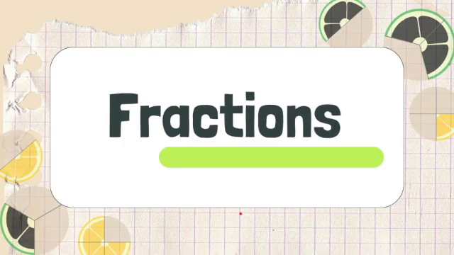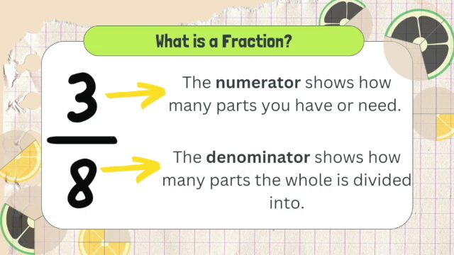Let's go over a brief review first. So, what is a fraction? Again, over here, the top number right here, the 3, is a numerator, which shows how many parts you have or need. And the denominator is the 8 over here, the bottom half of the fraction, which shows how many parts the whole is divided into.